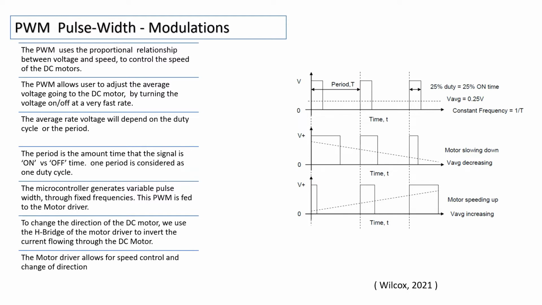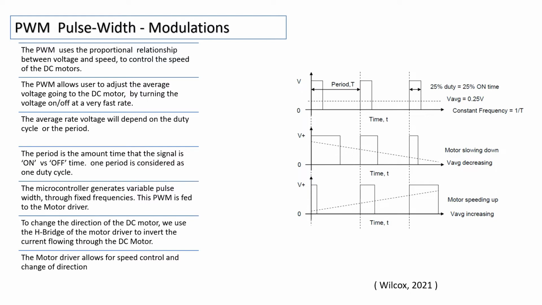The PWM allows the user to adjust the average voltage going to the DC motor by turning the voltage on and off at a very fast rate. And the average voltage will depend on the duty cycle of the period. One on and off period is considered one duty cycle. The microcontroller generates variable pulse width through fixed frequencies, and the PWM is fed to the motor driver.